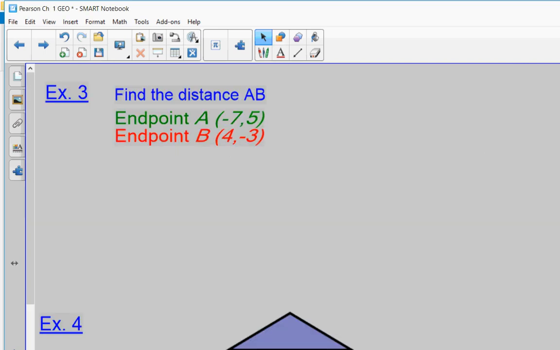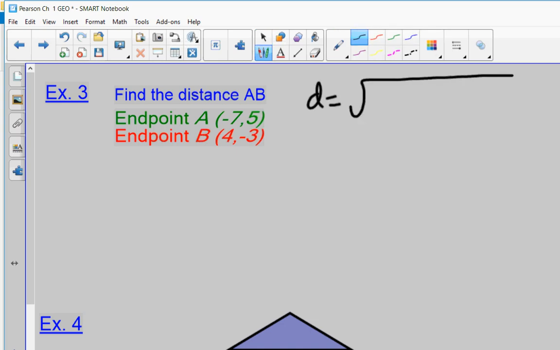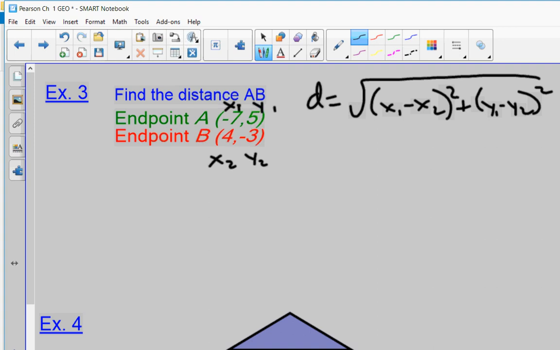All right, so we're going to do example 3, which is a distance problem. So remember, we're going to use this. I just do this to help kids. This is my x1. This is my y1. Here's my x2 and my y2. It doesn't matter which one you call the ones and the twos.